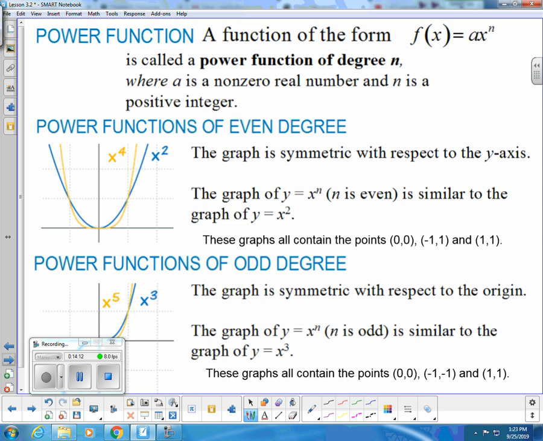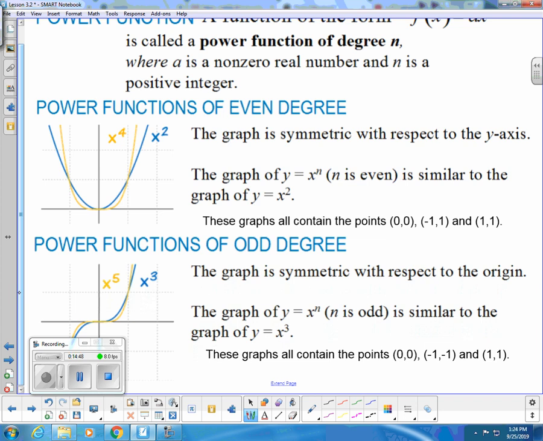Now we're going to talk about power functions. Power functions are basic monomials. So it's one term. If it's an even degree, they all look like the parabola, some version of it. I don't care if it's x to the second, x to the fourth, or x to the 28th. The graphs will look like this. If it's an odd power, the graphs all look like the cubic. So x to the 13th looks like this. x to the 3rd looks like this. Okay?